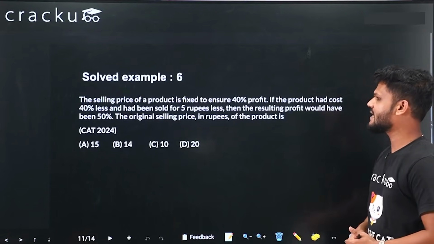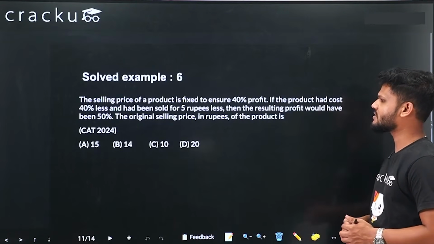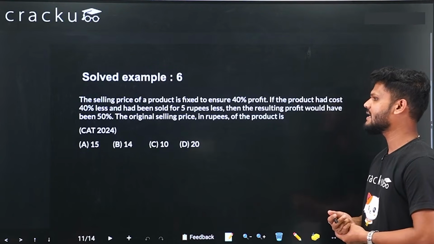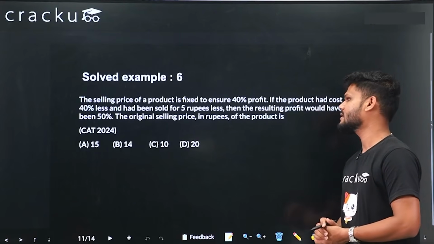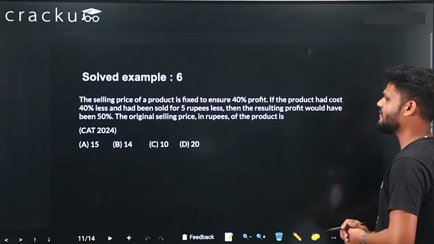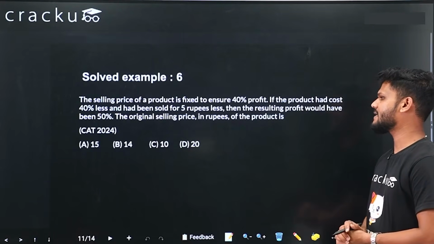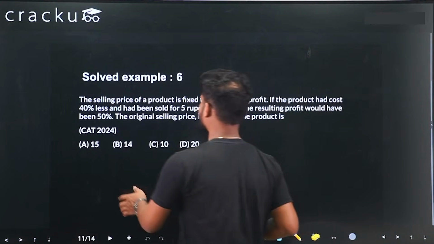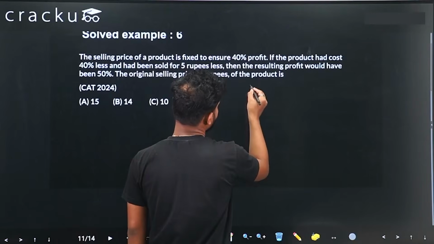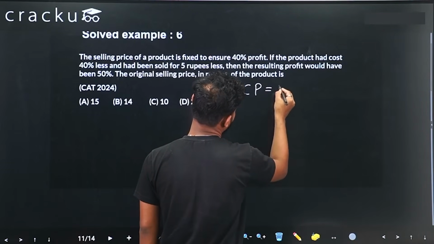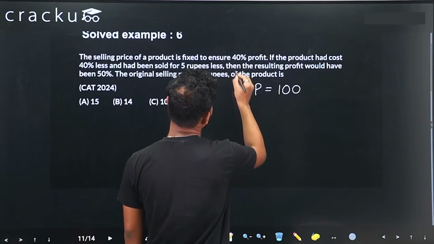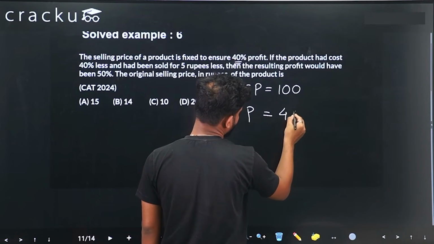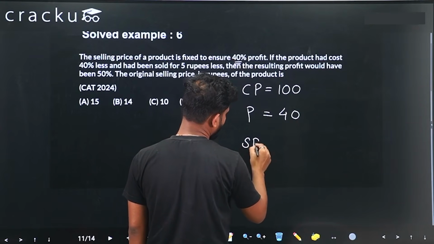So in this question we are asked, the selling price of a product is fixed to ensure 40% profit. If the product had cost 40% less and had been sold for 5 rupees less, then the resulting profit would have been 50%. The original selling price in rupees of the product is what? Here also you have to just assume the values. Let us say cost price is 100 and we want 40% profit. So profit will be 40. So selling price will be 140.